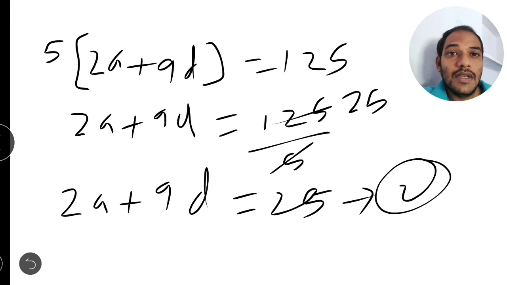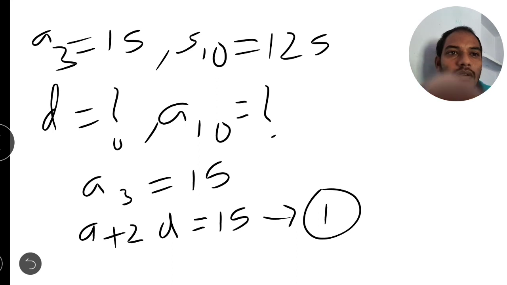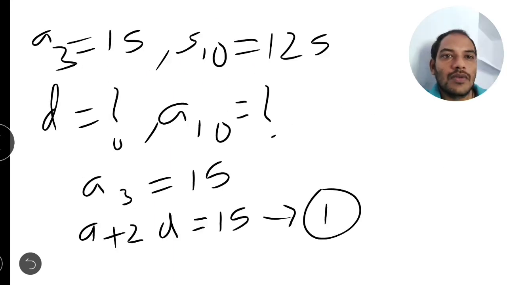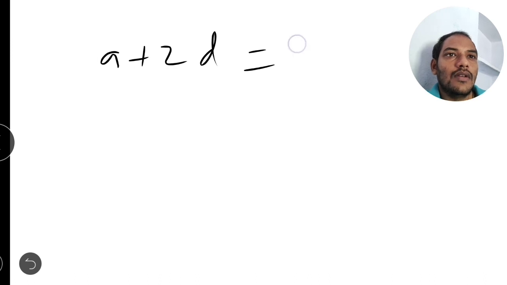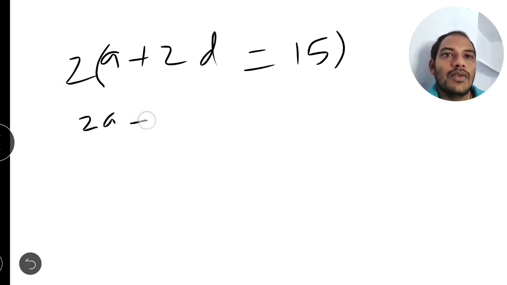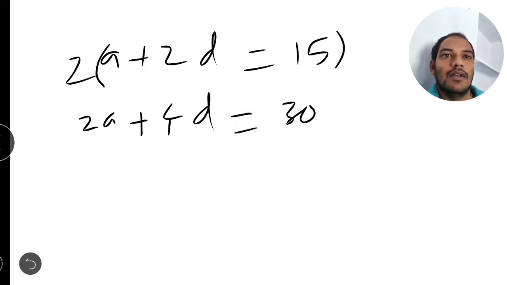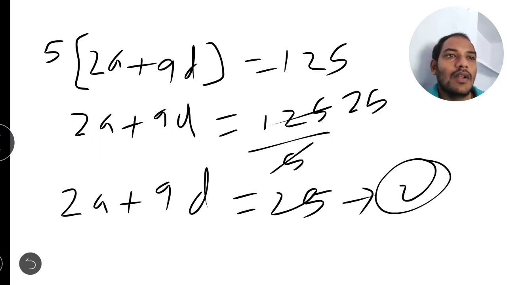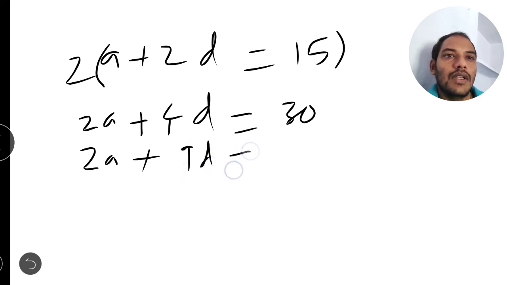So if using the elimination method, we need the same coefficient of A, but here it is 2 and here it is 1. So that is why equation 1, A plus 2D equals 15, I am multiplying this equation with 2 on both sides. So then what will happen? 2A plus 4D equals 2 into 15 is 30. Now write the second equation below it: 2A plus 9D equals 25.